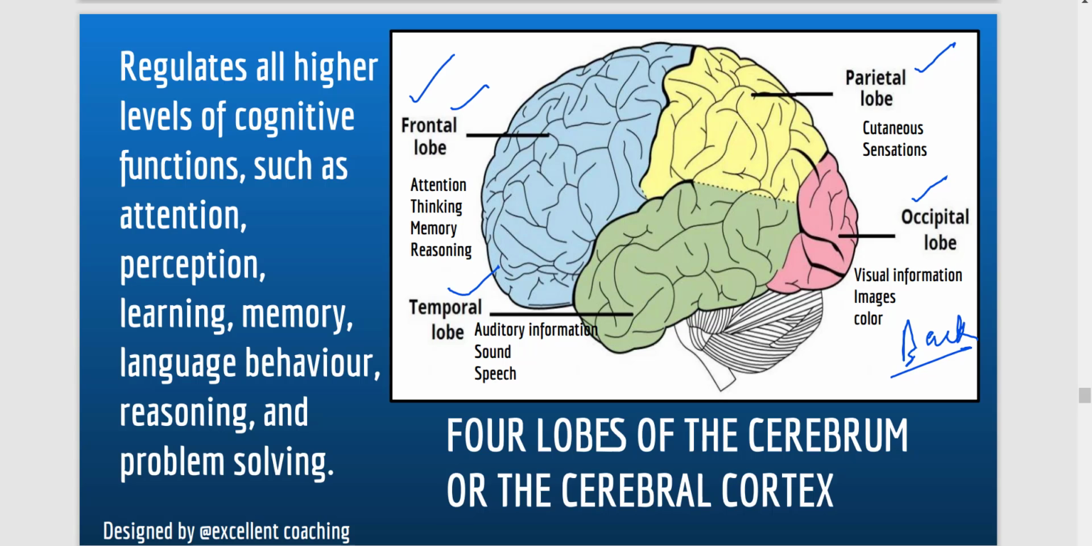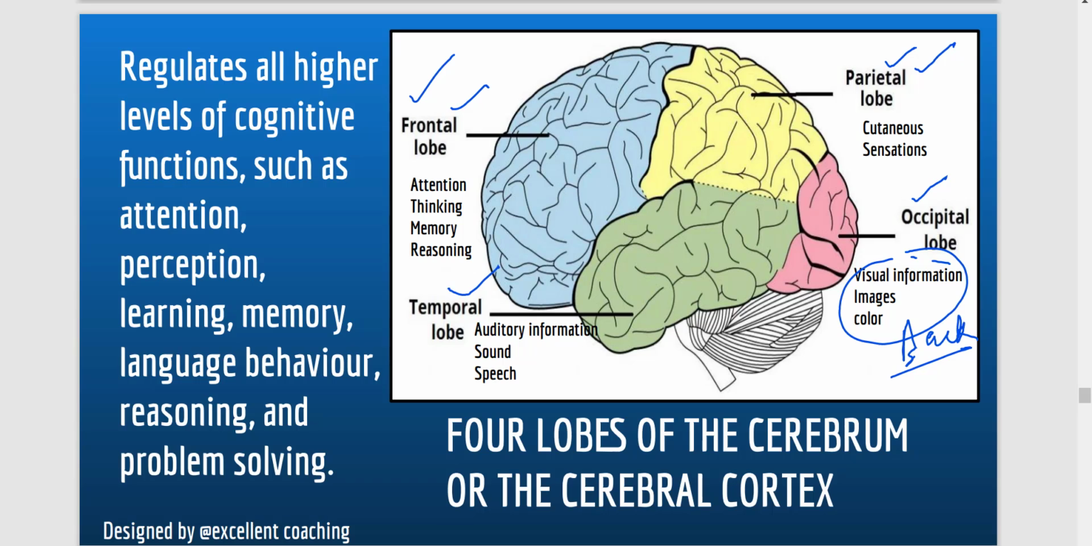Next is the occipital lobe, which is at the back side. It is responsible for visual information. If you are able to see the picture in the PPT here, then you are using your occipital lobe. The visual impulses, the memory for visual stimuli, and the color orientation, everything is controlled by the occipital lobe. And then at the top there is the parietal lobe, which is mainly concerned with cutaneous sensation, that is, related to your skin, and their coordination with visual and auditory sensations.